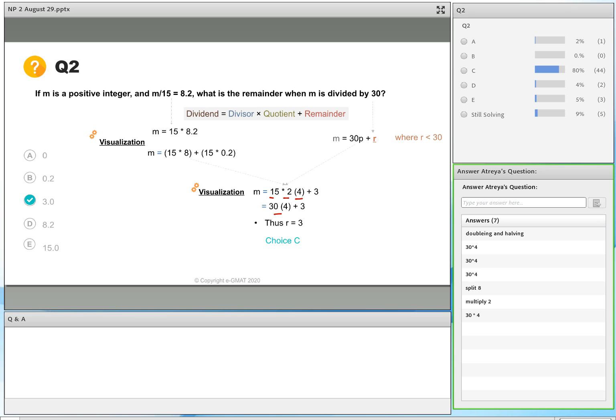Then you have 30 times 4 in the form of 30p plus r because 15 times 0.2 is equal to 3. So this expression is in the form of 30p plus r where r is less than 30 because r is equal to 3. That is my final answer for this question. So the answer for this question is choice C. Right? I hope the solution is clear to all of you.